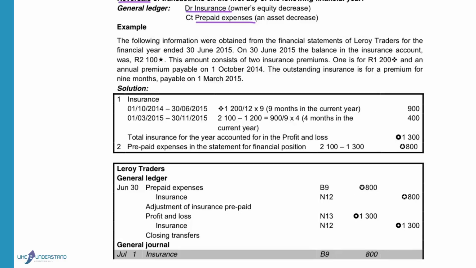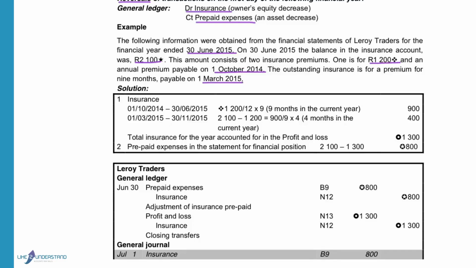The following information was obtained from the financial statements for the year ended 30 June 2015. On 30 June, the balance in the insurance account was 2,100. This amount consists of two insurance premiums. One is for 1,200, an annual premium payable on the 1st of October 2014. The outstanding insurance is for a premium for 9 months payable on 1 March 2015.